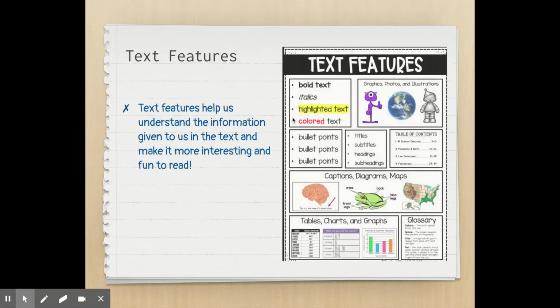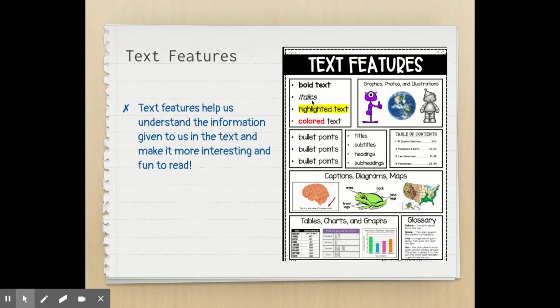So here are some examples of what text features are. You might see these in newspapers or magazines or stories or articles, and they help you to go along with the informational text so that we understand it better. First is bold text. You can see that this is bolded, meaning it's darker. Those usually point out things that the author wants us to really focus on, something that's important.